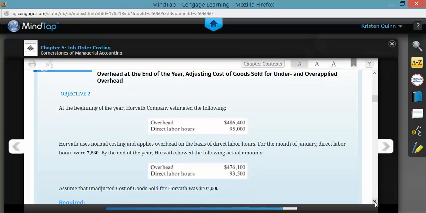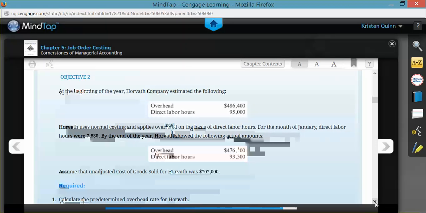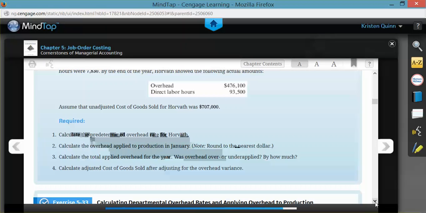The first thing that we need to do is to calculate the predetermined overhead rate for the company. We need to apply that rate for January, and then we need to calculate our total overhead for the entire year and determine if it was over-applied or under-applied. Based on that answer, we'll decide how we need to adjust our cost of goods sold. Remember, when we're calculating predetermined overhead rates, we're basing it upon our estimates. When we apply it, we base it on the actual amount of cost driver consumed during the period given.